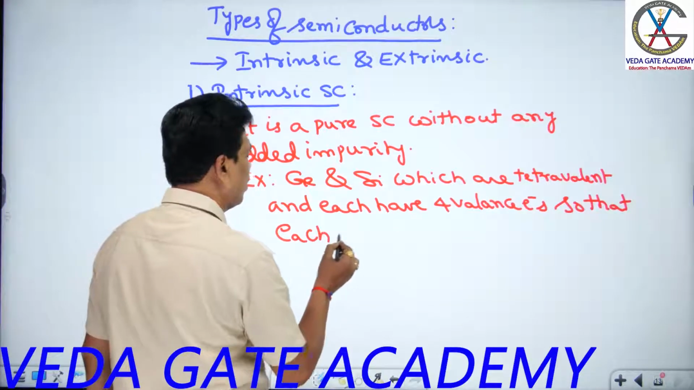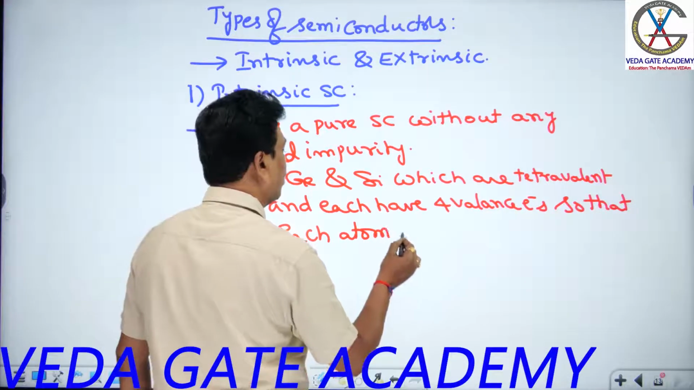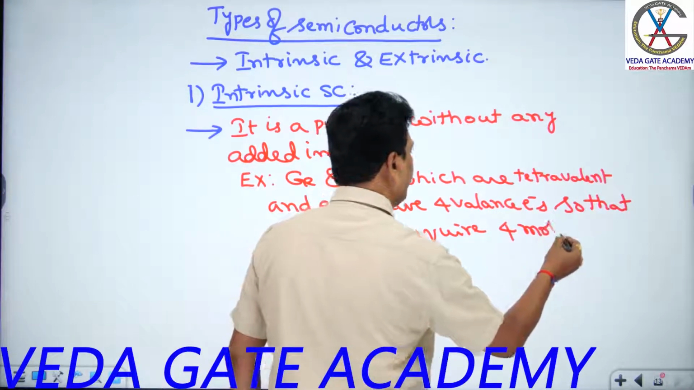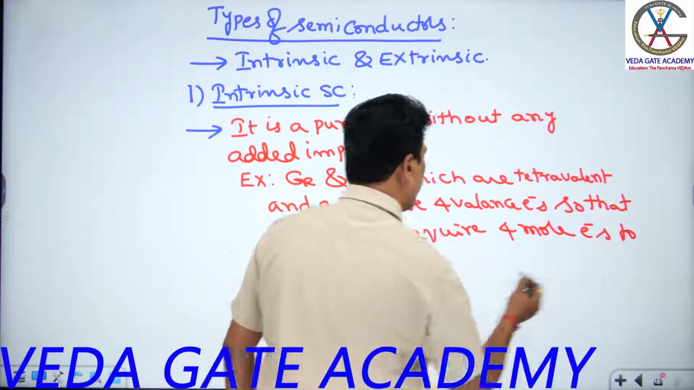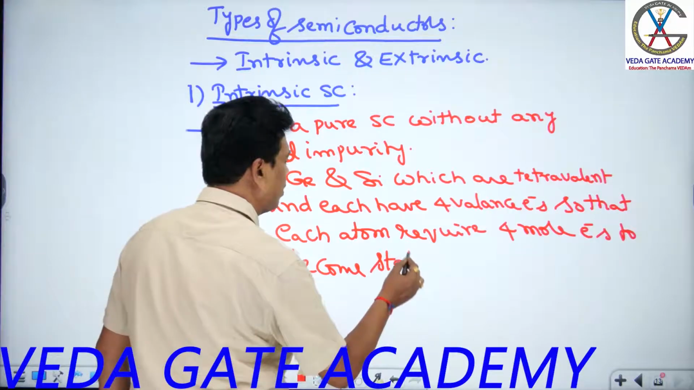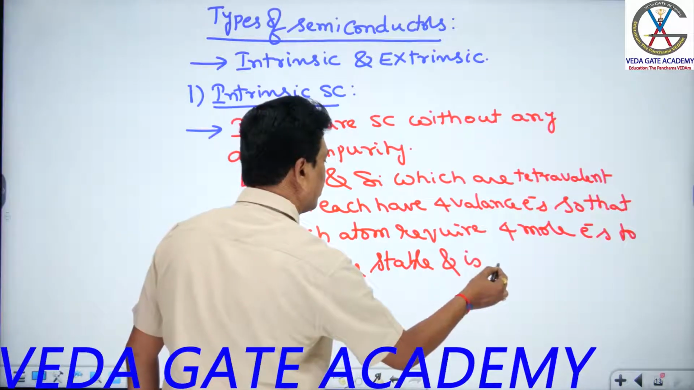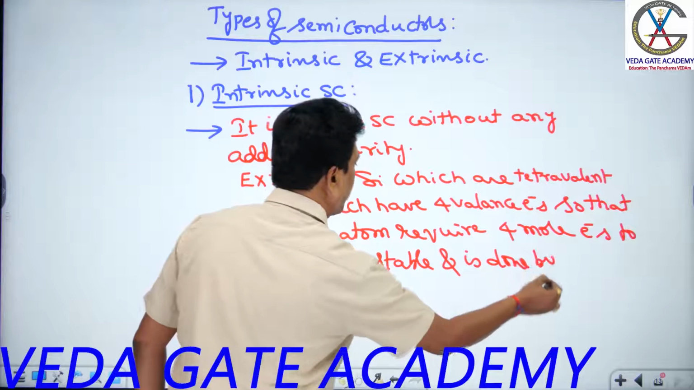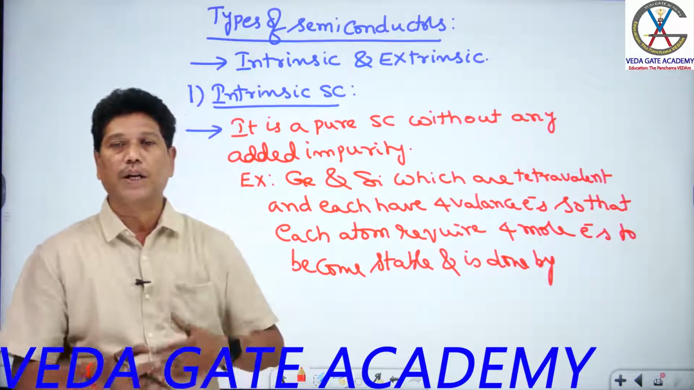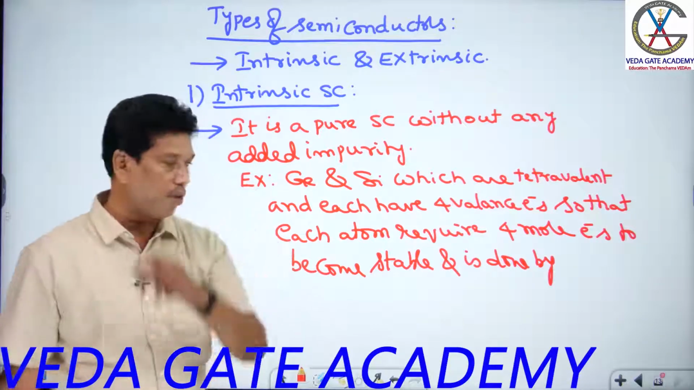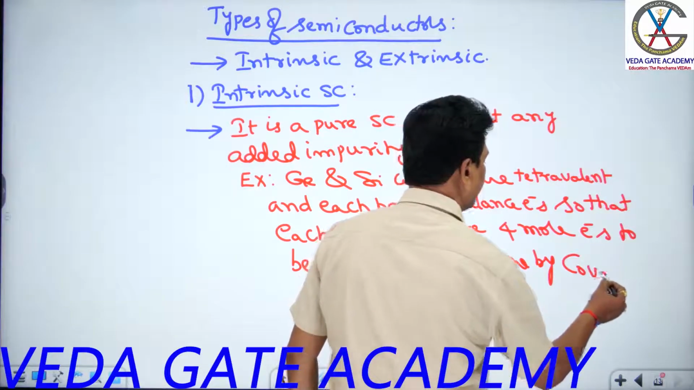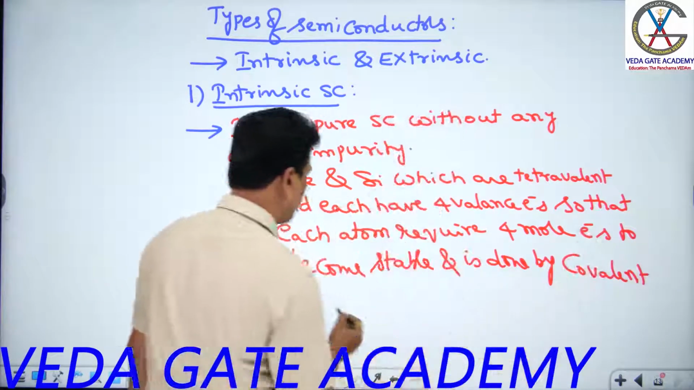So each atom requires 4 more electrons to become stable. And that is done by what, I told you, students? Bonding. Bonding is the mutual understanding between 2 or more neighboring atoms, to keep the atom stable by transferring electrons. And what type of bond do I use in semiconductors? It is done by covalent bond.